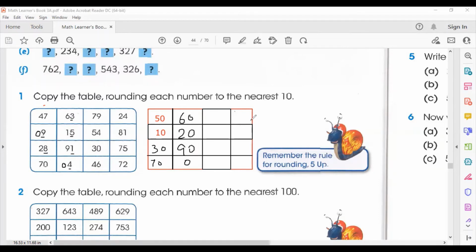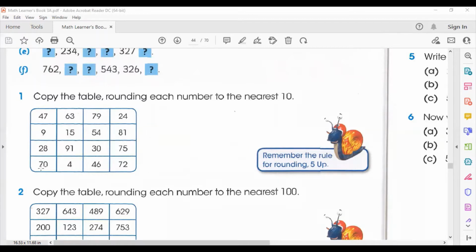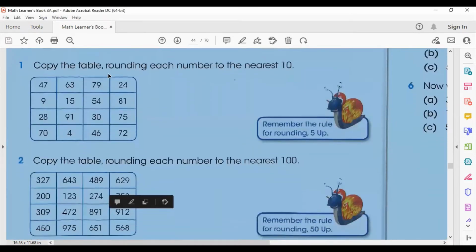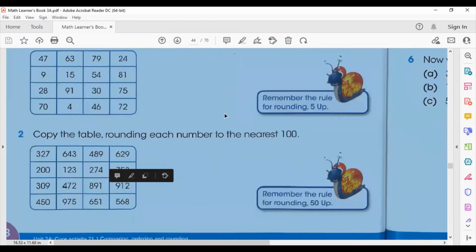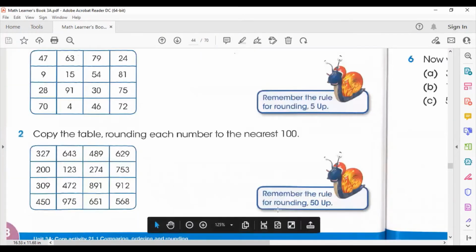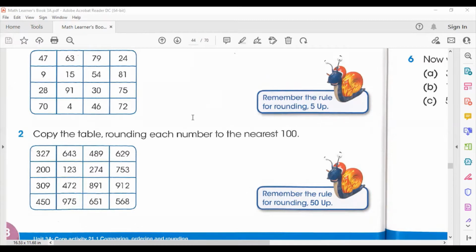And like this, all other parts. And the next question: copy the table, rounding each number to the nearest 100. Same rule, just a little bit changed. Remember the rule for rounding: 50 up. So just in your mind, only one word, 50 up. This should be your answer in hundreds.